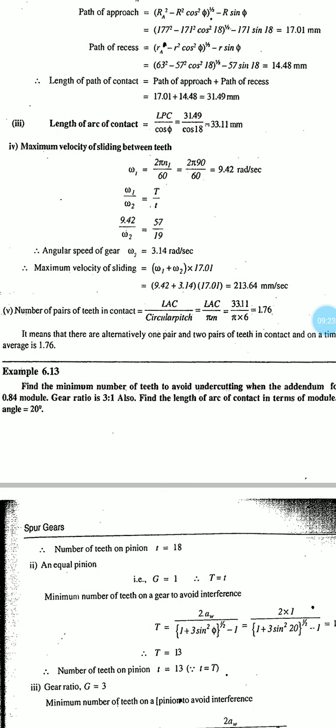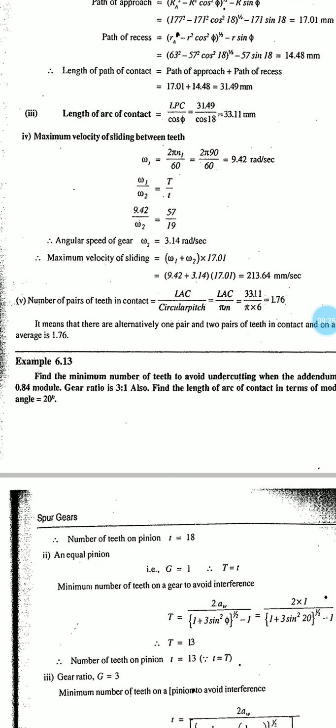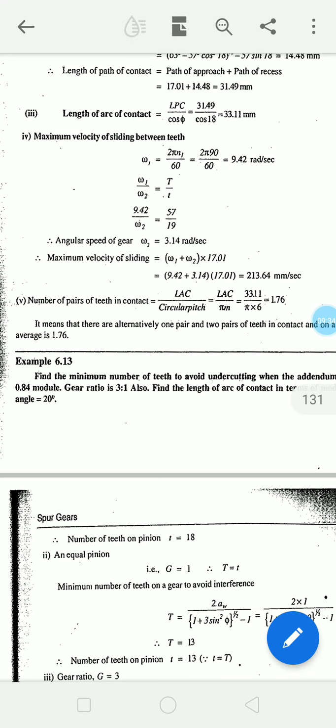Next, the fourth one, maximum velocity of sliding between teeth. Maximum velocity is at the path of approach, no? Because the sliding velocity is zero at the pitch point, and the maximum is at the beginning of the engagement, when the teeth are just engaging. So we have to calculate maximum velocity of sliding equal to omega 1 plus omega 2 into path of approach.